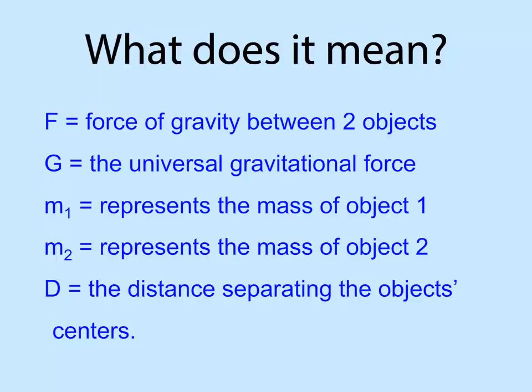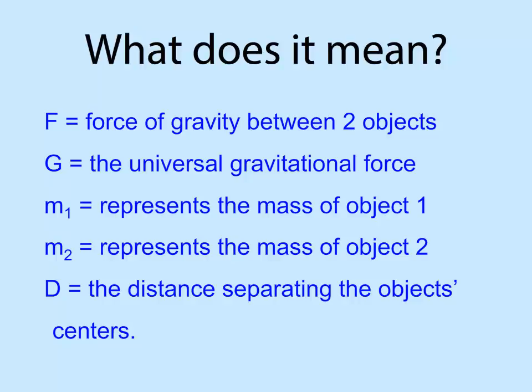Then a lowercase m with a little 1 represents the mass of the first object, and the lowercase m with the 2 represents the mass of the second object. It doesn't matter which object is the first or second, because you're simply multiplying them together, so order of operations wouldn't come into play. Then we have the capital letter D, which stands for the distance that separates the two objects.